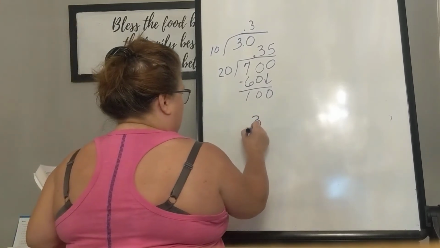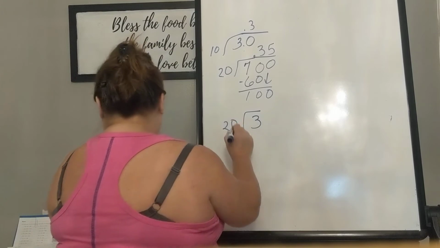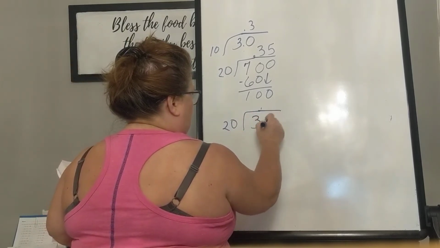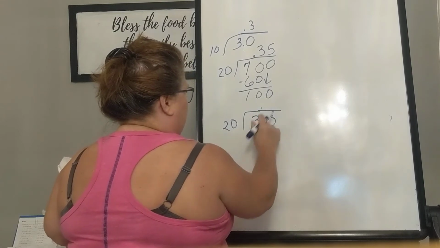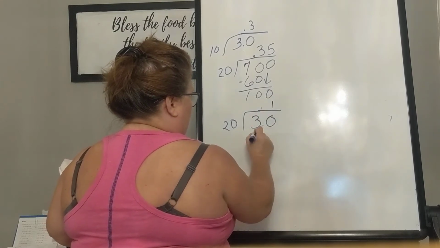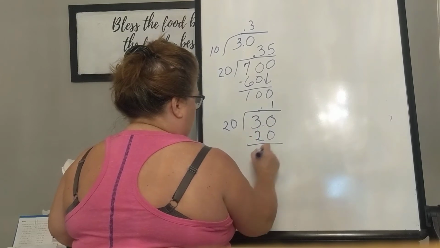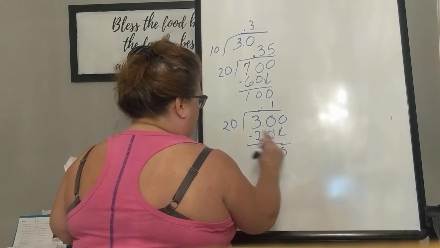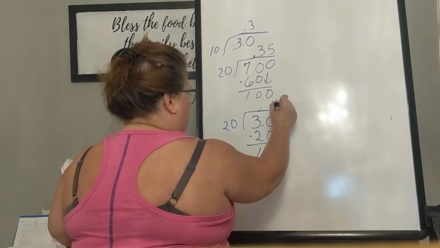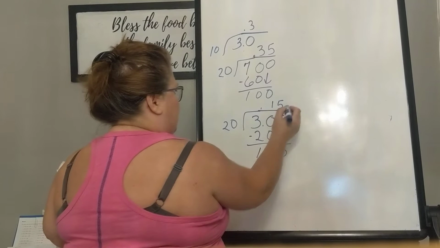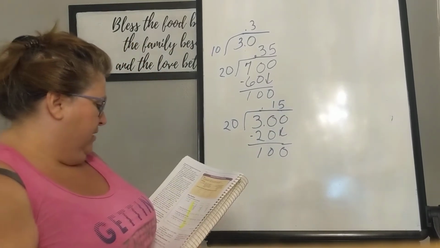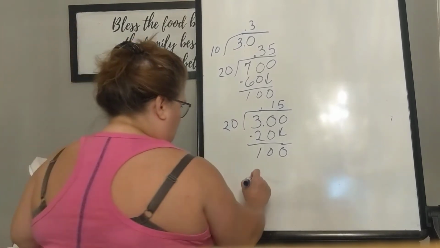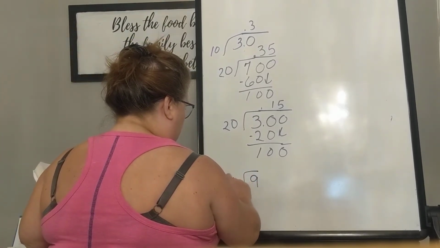And then we have 3/20. So we would have 3 divided by 20. We'll have to add a decimal point and annex zeros. How many times will 20 go into 30? 1 time. 1 times 20 is 20. Subtract. We have 10. We annex another 0 and bring it down. How many times will 20 go into 100? 5 times. So 3/20 equals 0.15. Then we have 9/50. So we have 9 divided by 50.